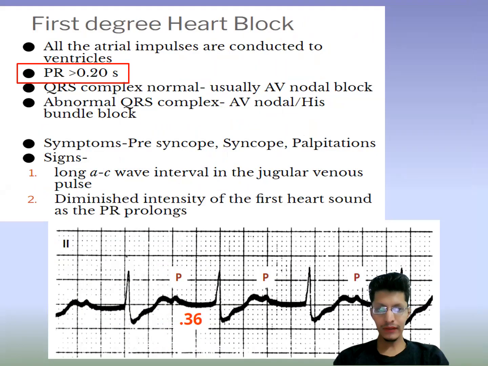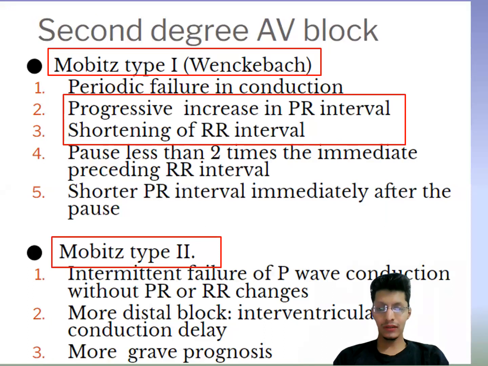One more thing is there. You can also see abnormal QRS complexes in this because there is a block at the AV node and bundle of His. Now coming to the one which we are concerned about and which everyone is very keen to find, that is second degree type 1 AV block and second degree type 2 AV block. It's called Mobitz type 1.